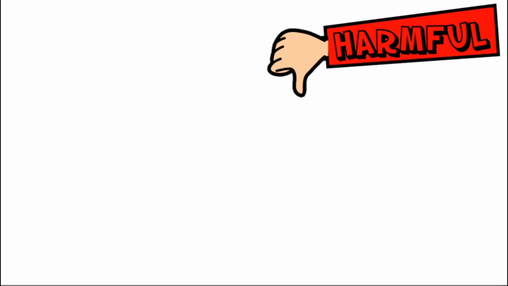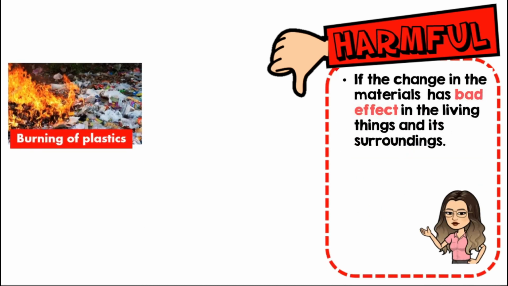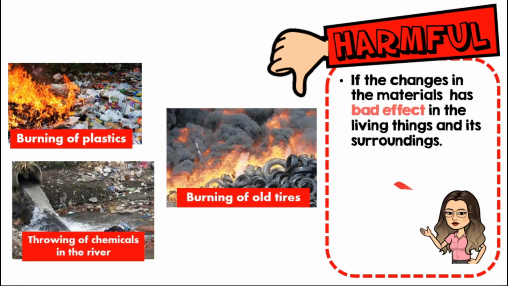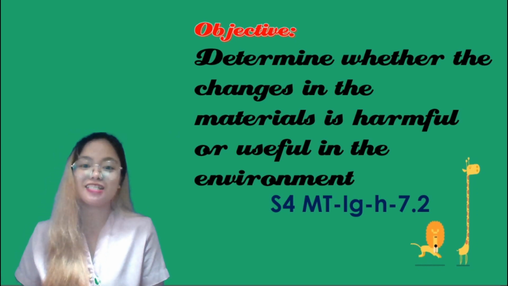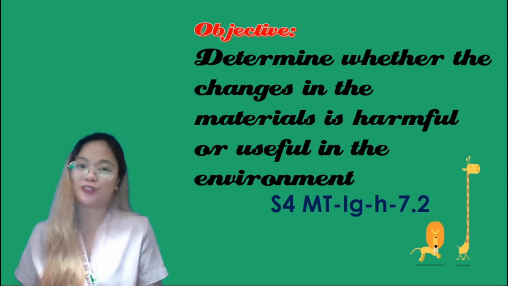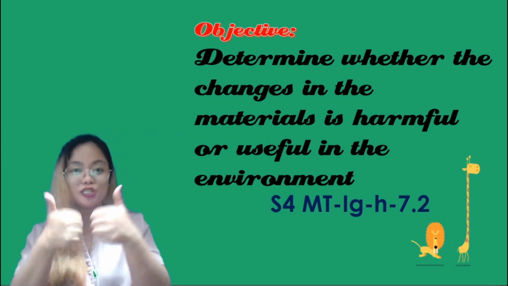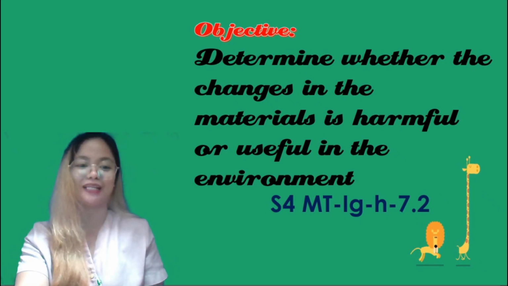On the other hand, example of harmful changes in the materials are burning of plastics, burning of old tires, and throwing of chemicals in the river. Okay, so let us see if we can already determine whether the changes in the materials is useful or harmful by answering our activity for today. Try to remember our hand signals that we had last time. Useful means good and harmful means bad in the environment.